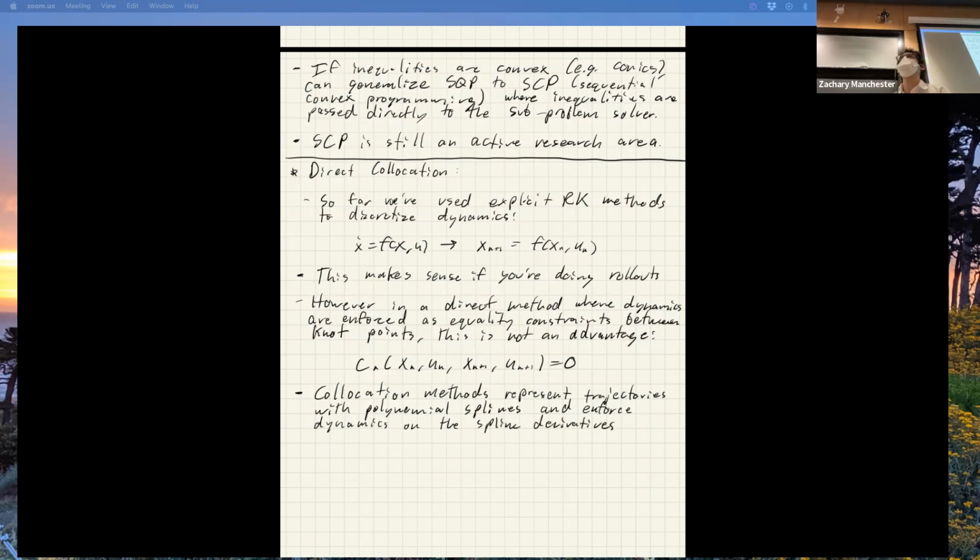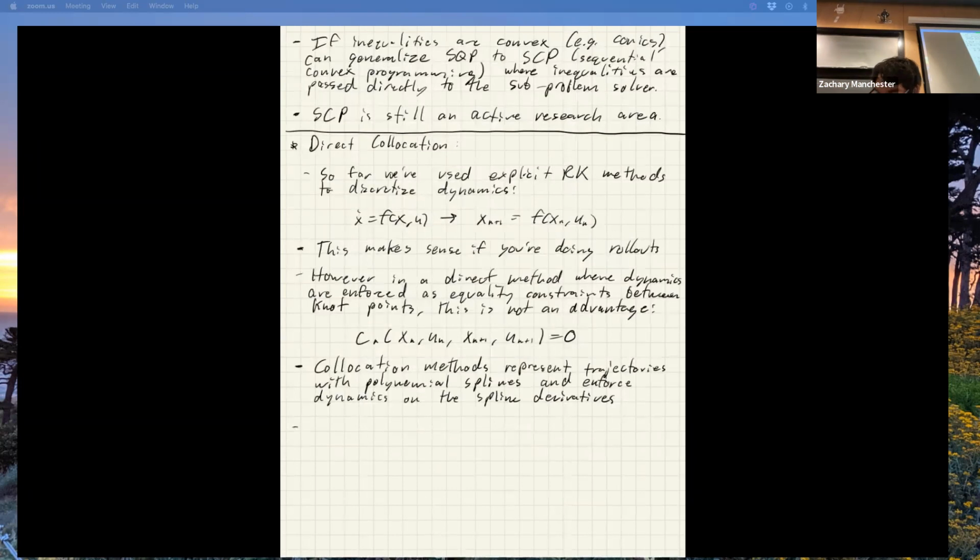Basically, if I write a cubic spline down between x_k and x_{k+1}, I can take that cubic polynomial and take its time derivative in closed form, and then I have some spline for x dot. Then I can just enforce my dynamics on that derivative. So we'll do this out.